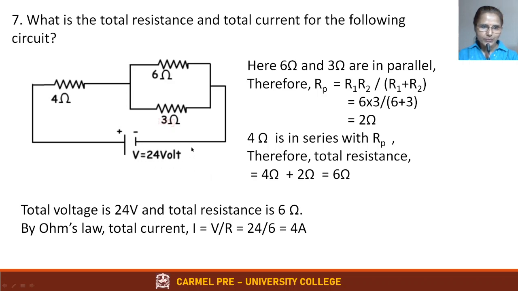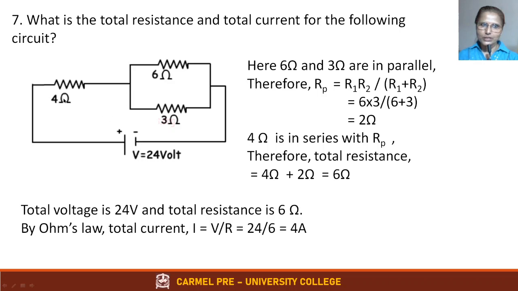Total voltage is 24 volts. So how do we calculate current by Ohm's law? I is equal to V by R. R is 6, V is 24. So the total current V by R is 24 divided by 6, which is equal to 4 amps. This will be asked for 3 marks.